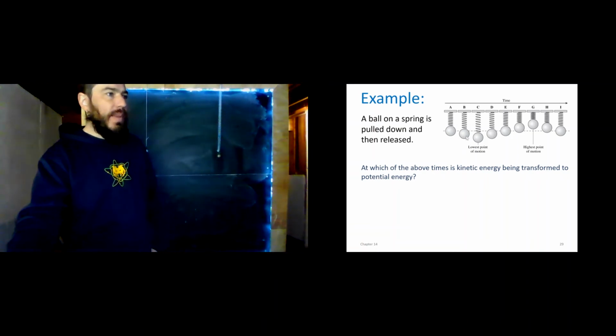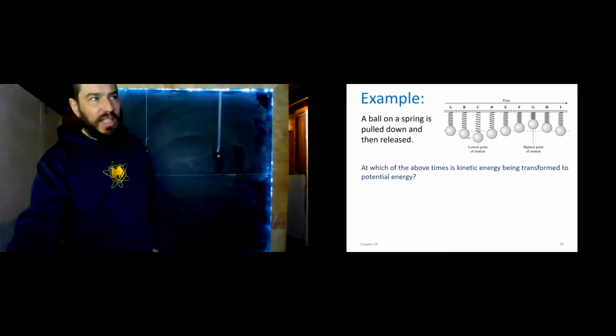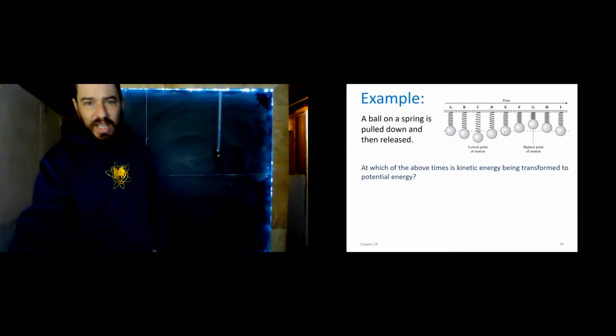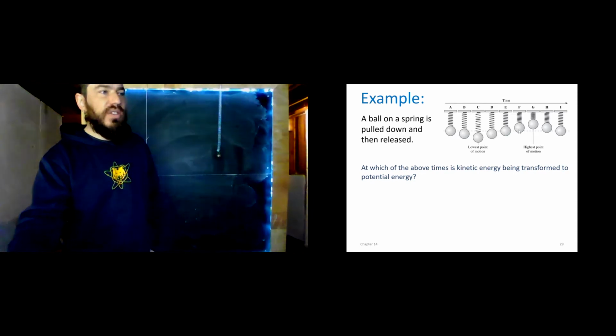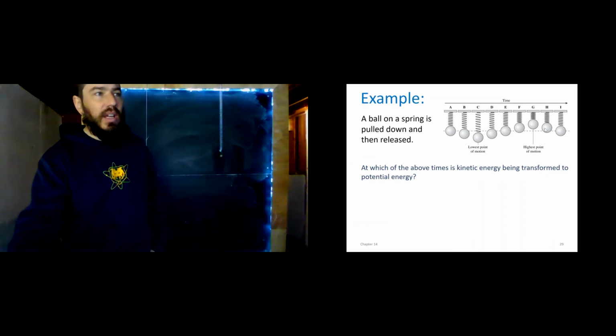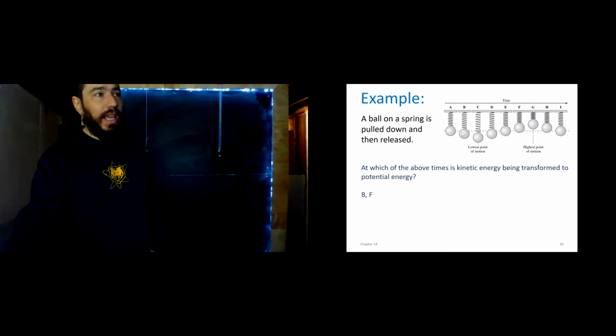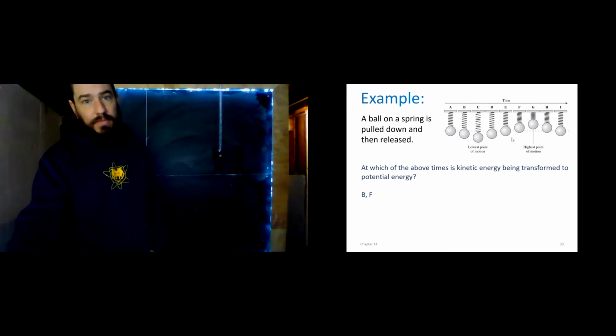Well, let's see. From A to C, it's moving away from the equilibrium position. It must be slowing down at point B. At point D, though, it's moving back towards the equilibrium position. It's speeding up at point D. I think it's also slowing down at point F. H is a tempting one, but again, I think at that point it is speeding up. So, where is kinetic energy being transformed into potential energy? At B and F, because at those points, the object is slowing down.